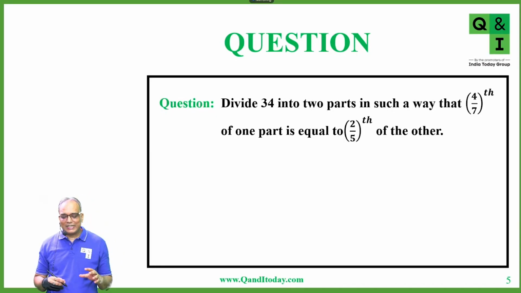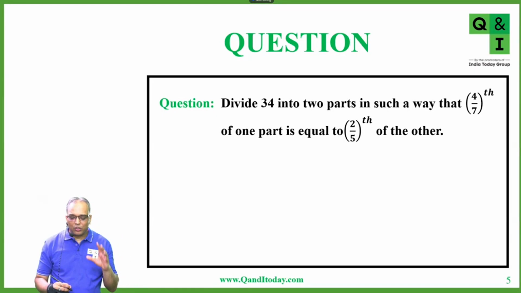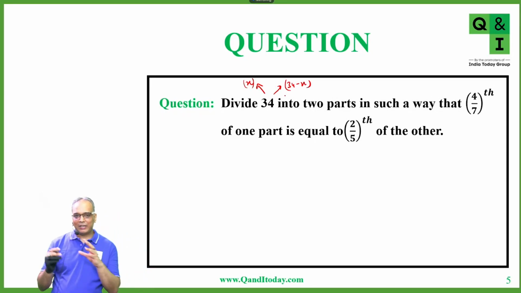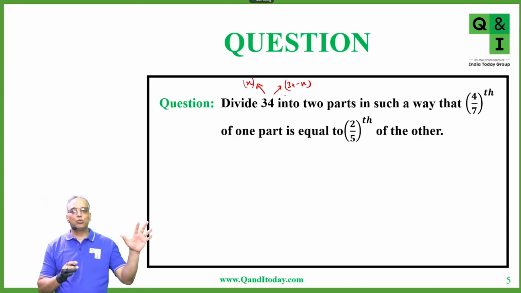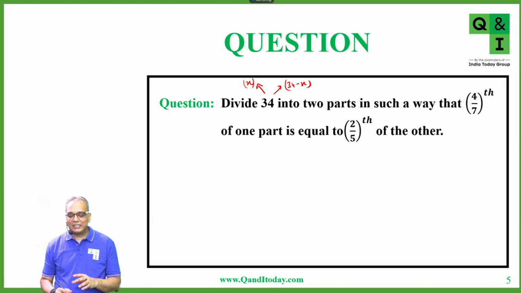So the question says divide 34 into two parts in such a way. So if I am dividing 34 into two parts, let's say one part is x, then the other part is going to be 34 minus x, right? Because I'm dividing 34 in two parts. So if one is x, other will be 34 minus x, into two parts in such a way that 4/7 of one part is equal to 2/5 of the other.